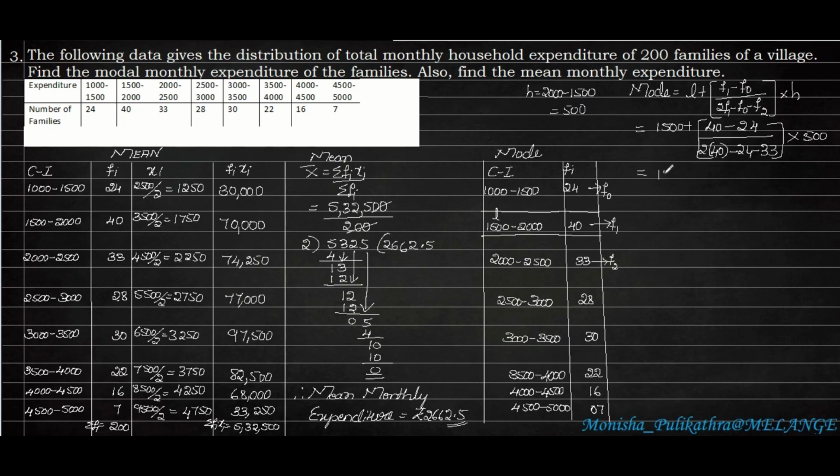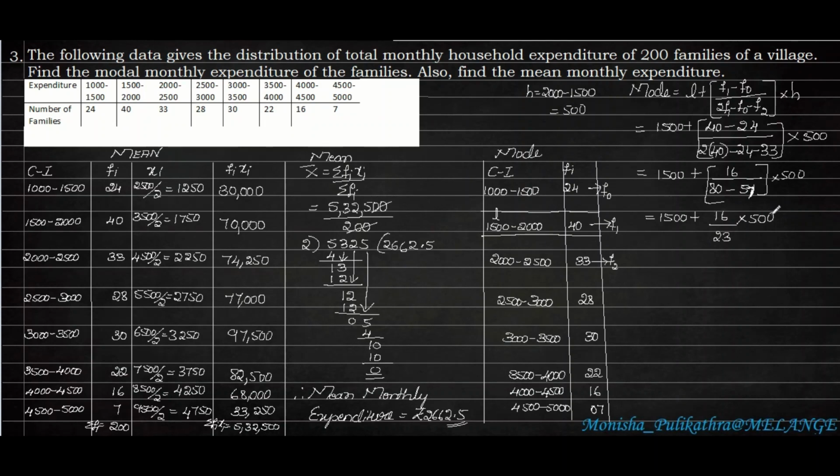Okay, so next we have to calculate these things. 1500 plus 40 minus 24 is 16, divided by 2 into 40 is 80. Here, like signs means we need to add, and the larger number is minus. So 24 plus 33 is 57, into 500. So 80 minus 57 is 23, into 500.